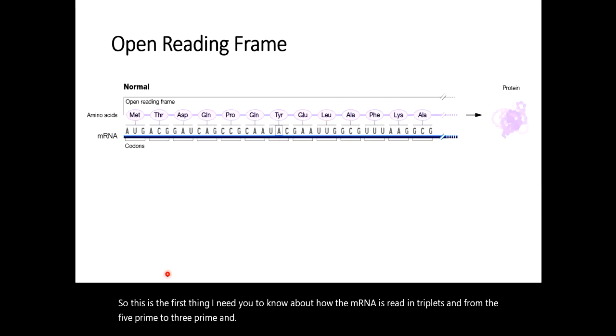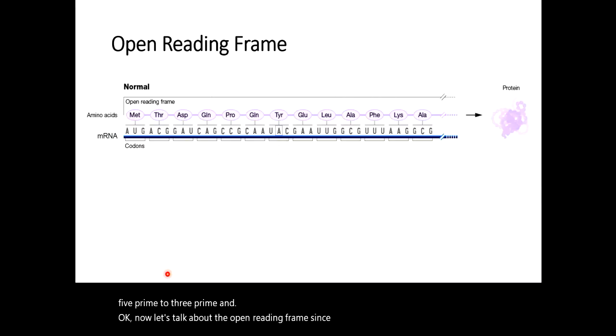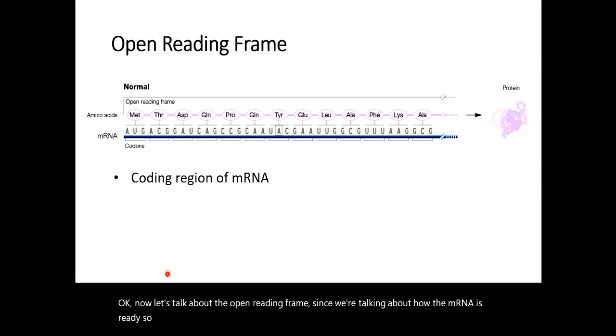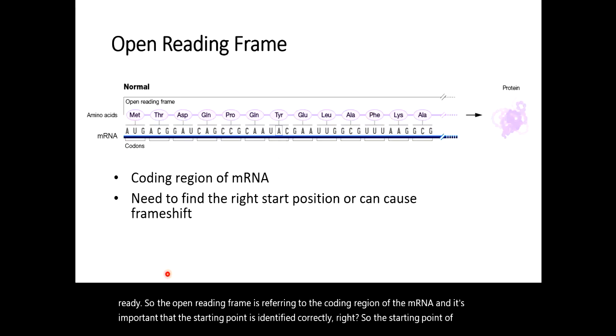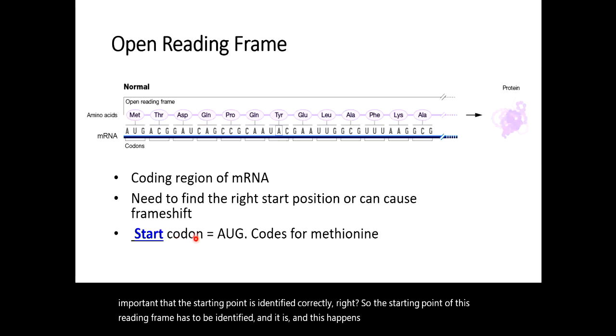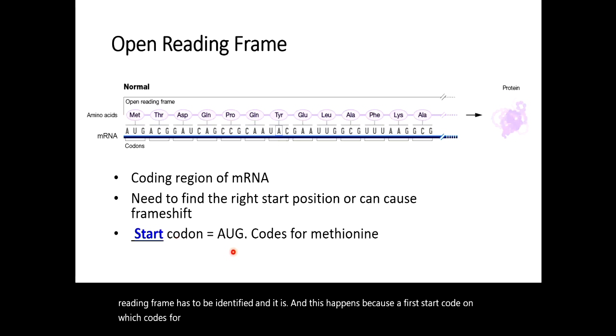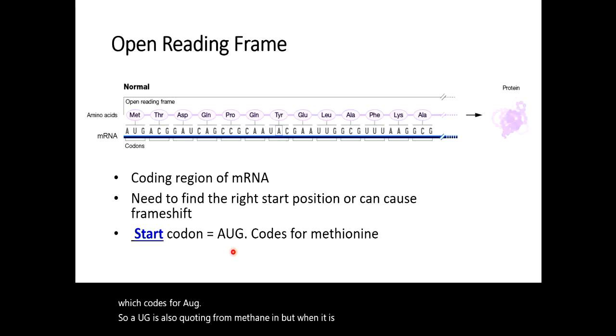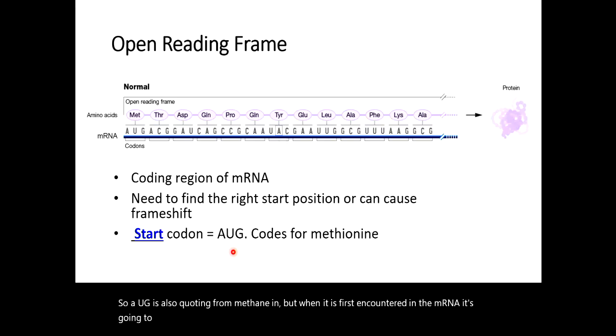Okay, now let's talk about the open reading frame, since we're talking about how the mRNA is read. So the open reading frame is referring to the coding region of the mRNA, and it's important that the starting point is identified correctly, right? So the starting point of this reading frame has to be identified, and this happens because of a start codon which codes for AUG. So AUG is also coding for methionine, but when it is first encountered in the mRNA, it's going to indicate the starting point of the reading frame.